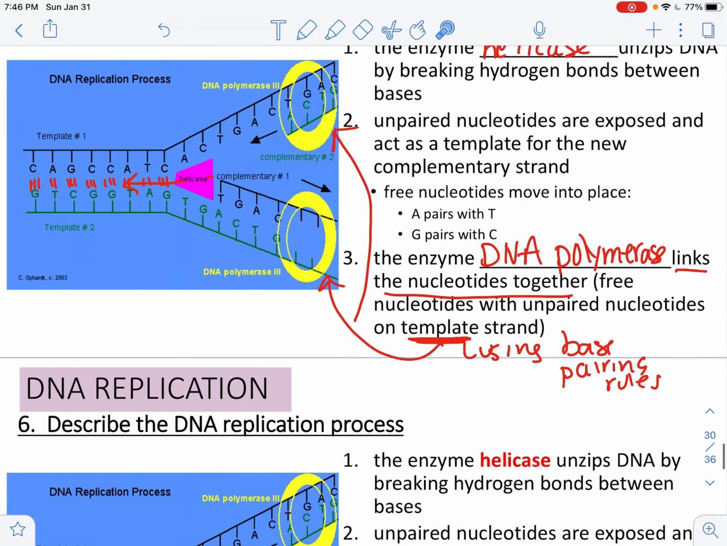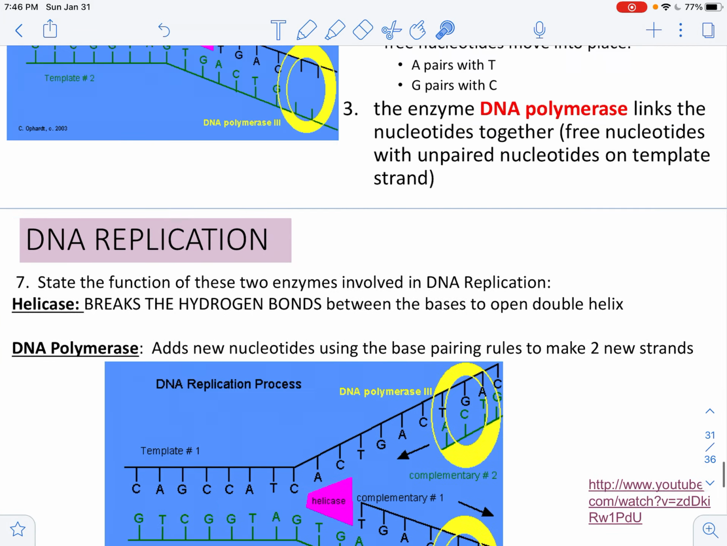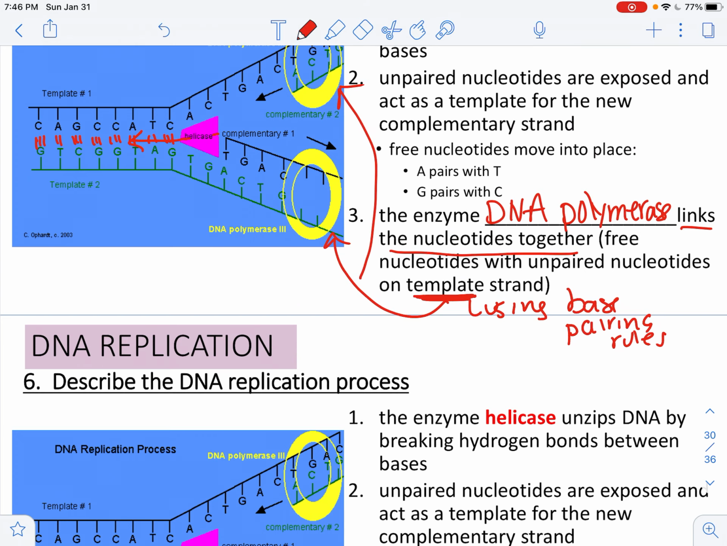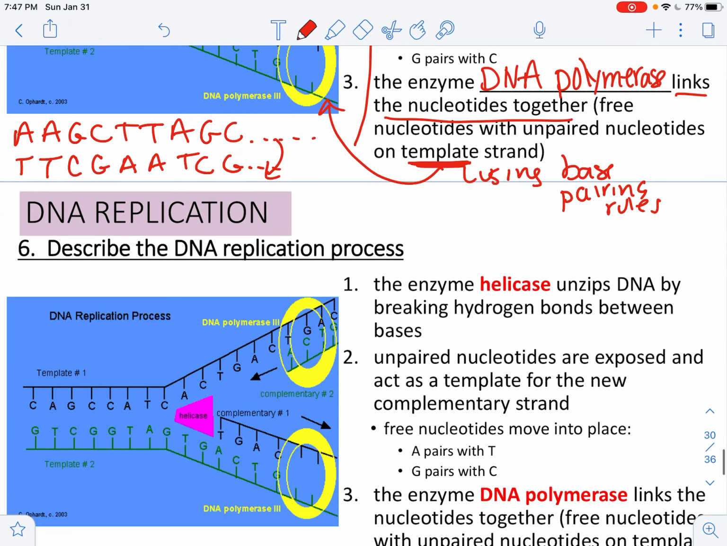So I might ask you to act as DNA polymerase. Let's suppose I gave you the DNA template strand: A, G, C, T, T, A, G, C, whatever. And I might say, if you're DNA polymerase and you're copying it, what would the other strand be? You should be able to use the base pairing rules and put a T wherever there's an A. And remember, G and C always go together. Just using the base pairing rules, you should be able to tell me what the other side is.